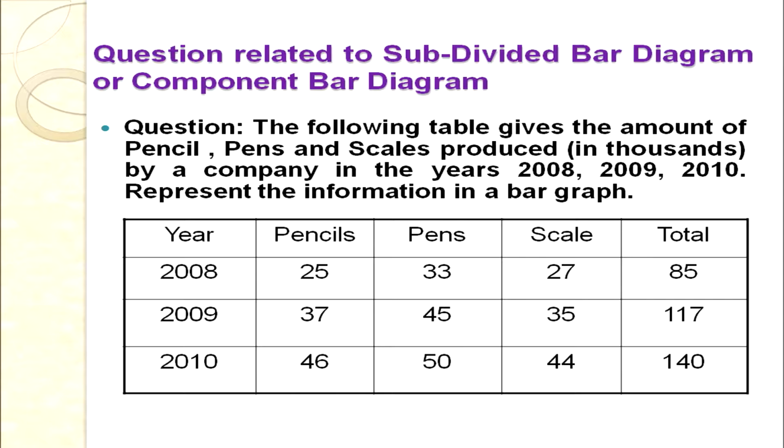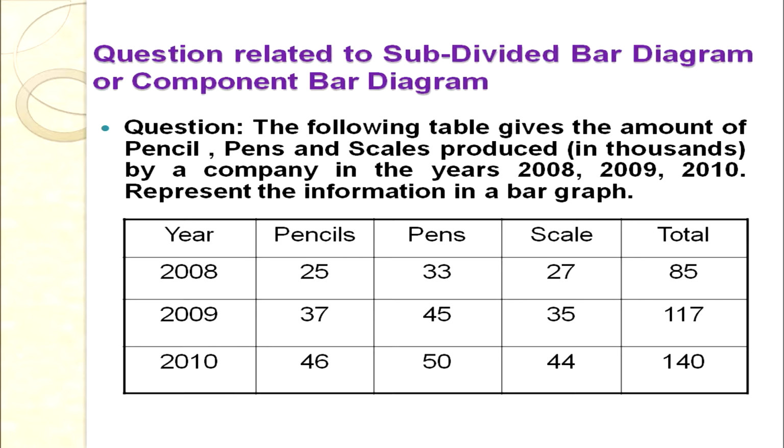So, here I am reading the question for you. The following tables give the amount of pencils, pens and scales produced by a company in the years. Represent the information in a bar chart. The question is not telling us whether I should draw a multiple bar diagram or a subdivided bar diagram. Now, as a student, how have I identified that I have to draw a component bar diagram? Because the total is given to us.